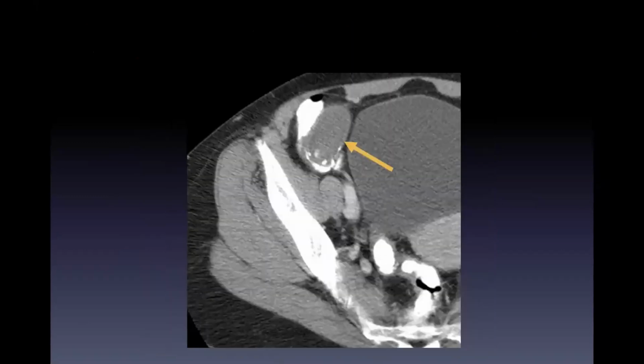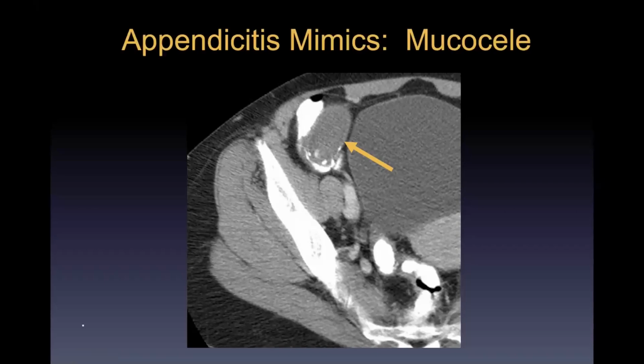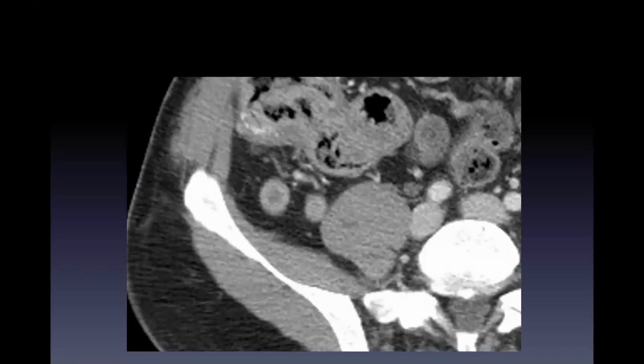Another case: big looking appendix, but really big, with lots of fluid in the lumen, beyond what I was showing you in those other cases. And then we have this very characteristic curvilinear calcification near the base. This is a great look for an appendiceal mucocele, which can sometimes mimic acute appendicitis. This is sort of an interesting one. The appendix is big, and we don't see any evidence of inflammation.